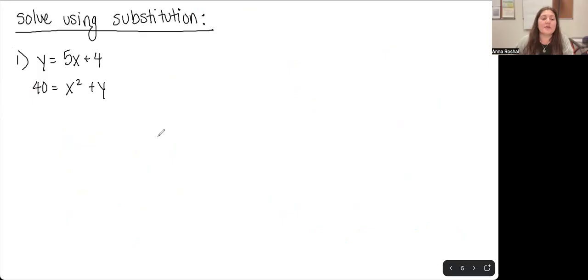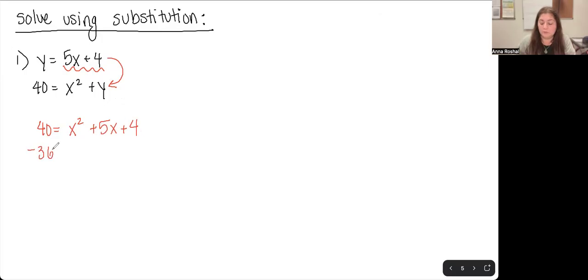Okay, so the next type of problem is when we solve using substitution. This is a nonlinear system. One thing you'll notice is that you have an x squared here and then a linear function here. Because I have y equals all of this business here, I can take all of that and replace the y with all of that. So when I put this in place of the y, I'm going to end up with 40 equals x squared plus 5x plus 4.